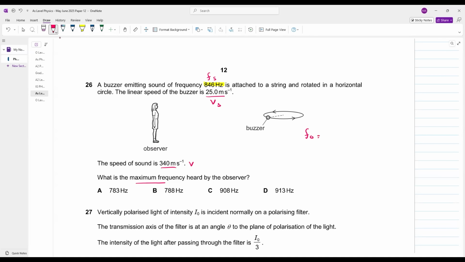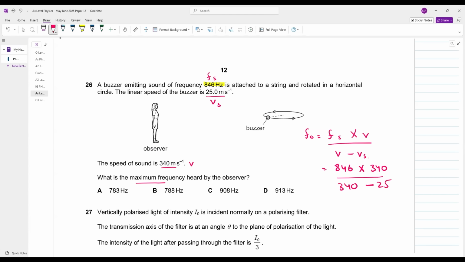How do we find the maximum observed frequency? Frequency of the sound multiplied by the speed of the sound, divided by the speed of sound minus the speed of the object. What is the frequency of sound? 846. What is the velocity of sound? 340. Velocity of sound minus the velocity of the source, 35. Calculate and see what answer you get.